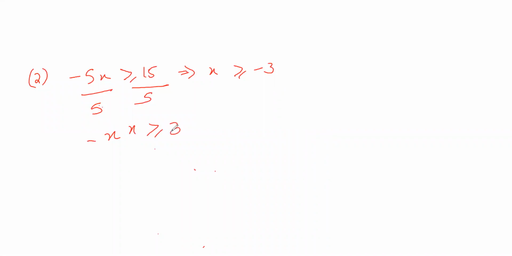But this is not required here. What is the rule we are using here? Multiply and divide by minus 1 on both the sides. Multiply by minus 1 on both the sides. If I'm multiplying a negative term, what will happen? The sign will change. So minus x will become plus x less than or equal to minus 3.